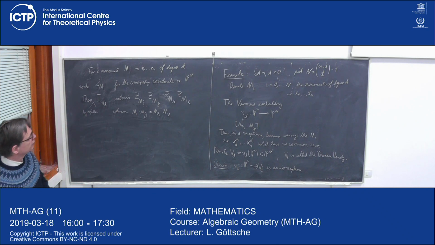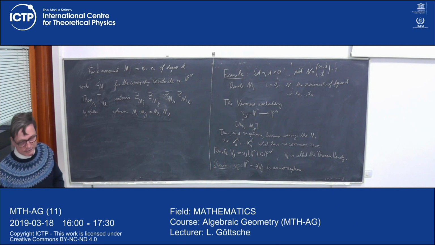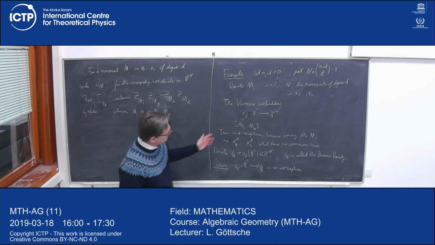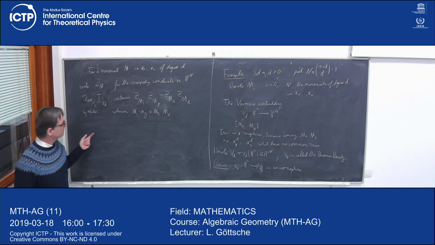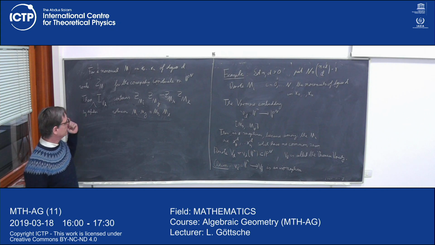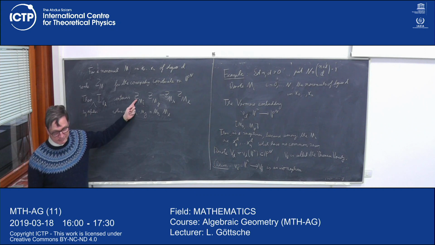I think one should be able to prove, as an exercise, we don't need it because we know that it's closed, but you could try to prove that the ideal of the Veronese variety is the ideal generated by all these. Okay, there are very many equations.